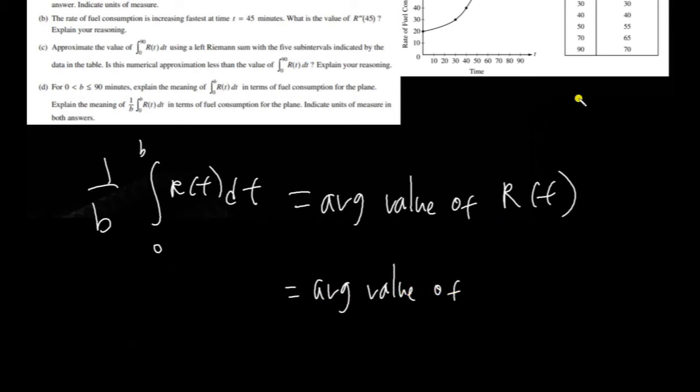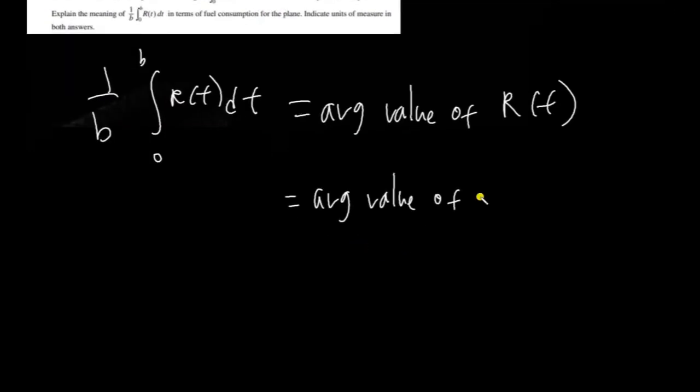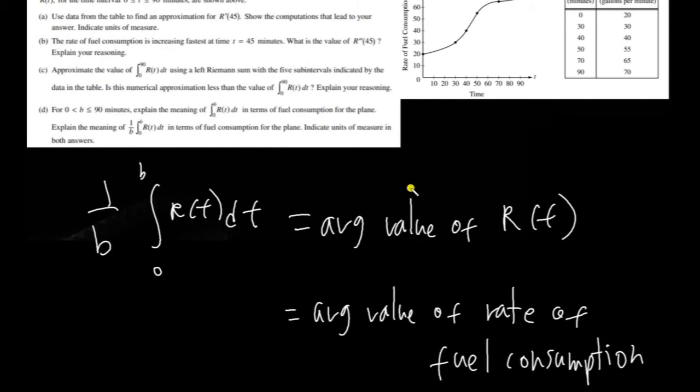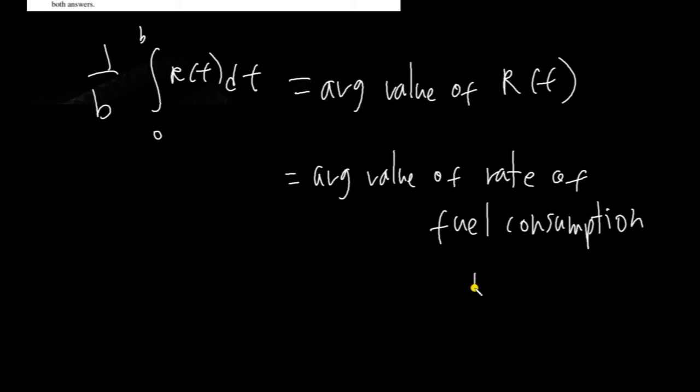What is R(t)? R(t) is the rate of fuel consumption, right? So our average value of rate of fuel consumption. And then for units, if we're dealing with units, well, the average value of R(t) is still going to be the same units of R(t). It's still just like another data point in R(t), right? So the average value is going to have the same units that R(t) does, which is gallons per minute. So this is in gallons per minute.